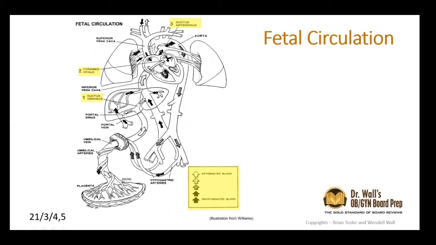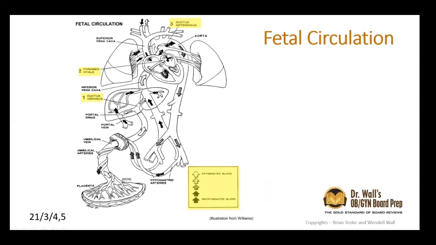The majority of the blood is shunted across the heart from the right atrium to the left atrium via foramen ovale. And the blood that does go into the right ventricle, that's pumped into the right pulmonary tree, traverses between the pulmonary artery and the aorta, and this is called the ductus arteriosus.